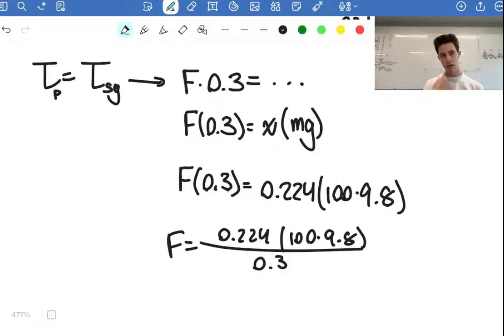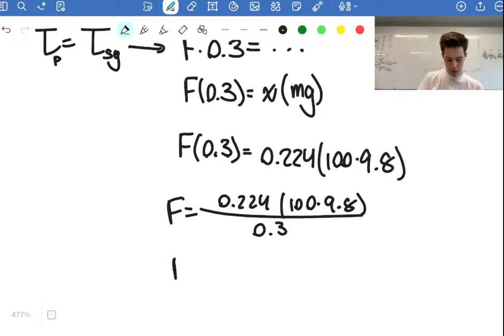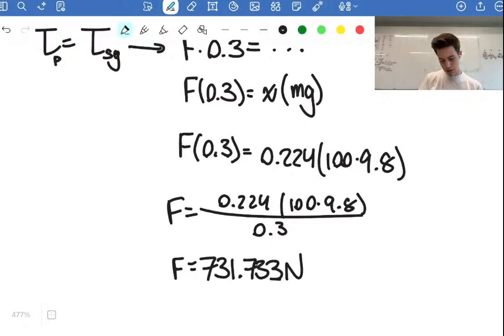And then, what? 100 kilograms times 9.8. Oh, 980, jeez. What am I doing? So our final force is going to be 731.733 newtons of force.